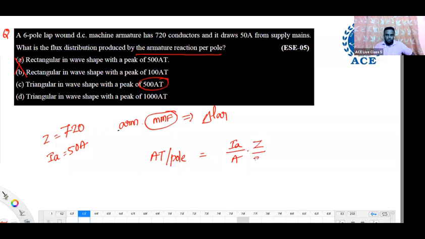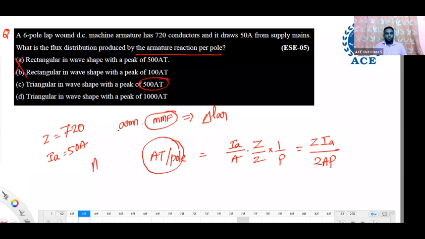Ampere turn. Can we write turn means Z by 2? Number of turns is half of the conductors. Ia by A is the current, so ampere turn is Z by 2, per pole is 1 by P. Now use this equation: Z Ia by 2AP. This is called armature ampere turn per pole. Anyhow, we will see in the next topic armature ampere turn per pole.